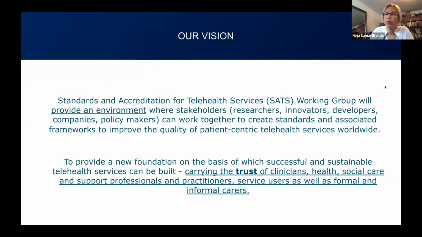What is our vision, as I started: standards and accreditation for telehealth. Our working group wants to provide an environment where everybody would work together to create standards and associated frameworks to improve the quality of patient-centric telehealth services. So not only the patients and patient groups, but researchers, innovators, developers, companies, and policymakers, which is crucial to our cause and to the process that we are involved in.